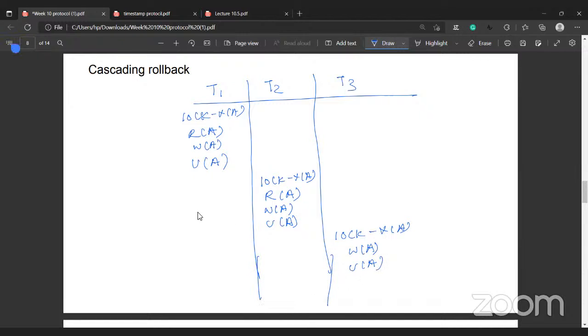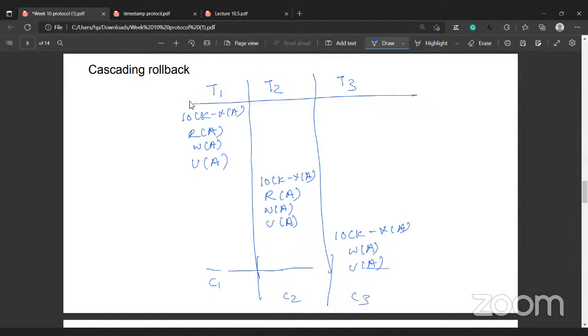And C1, and sorry, C1, after the write, C2 and the C3. So check whether this schedule is two-phase locking protocol or not. So is this two-phase locking protocol?